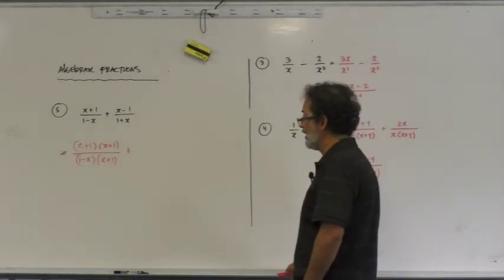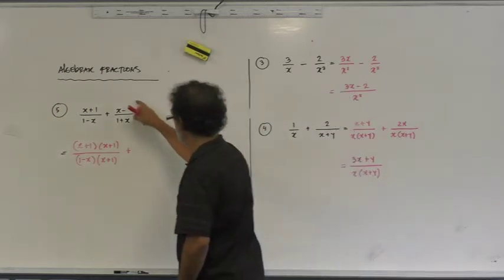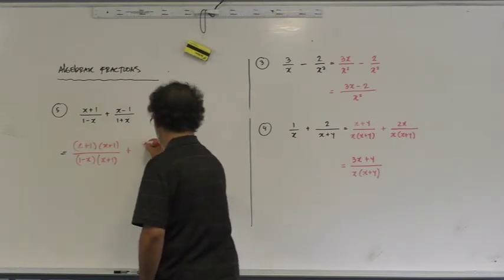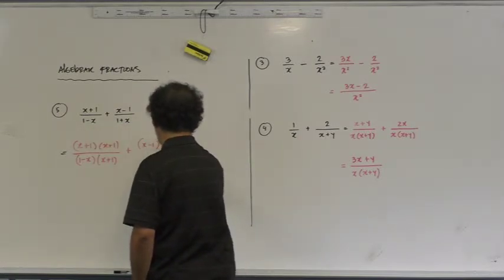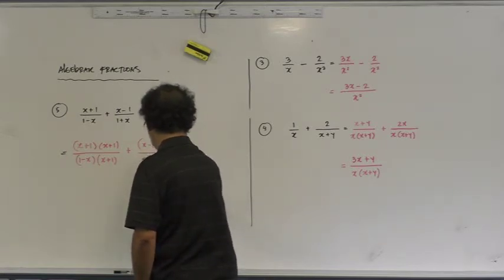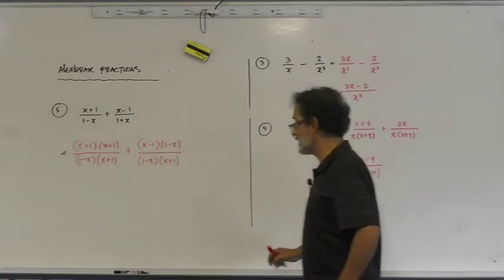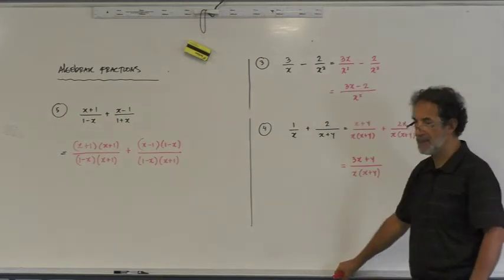And then we're going to have to amplify the second fraction. So we're going to amplify this by 1 minus x. So we're going to say x minus 1 multiplied by 1 minus x. And then 1 minus x, x plus 1. In that way you have exactly the same denominator.